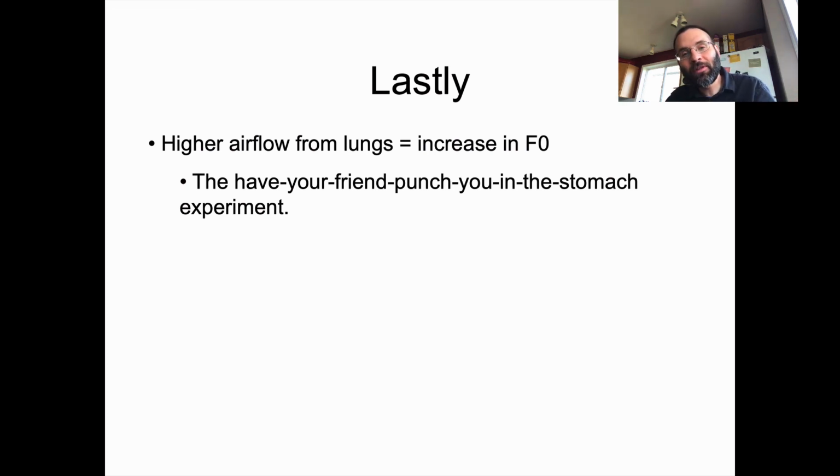And I can give you this one last note before I say goodbye, which is that when you have higher airflow coming out of your lungs, you not only increase intensity, but you increase F0. So in the Course of Phonetics textbook, they talk about this bit.